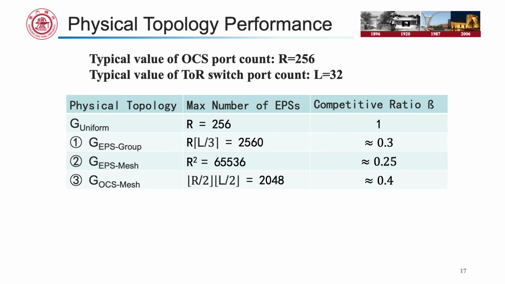In the end, let me summarize the performance results for all the physical topologies we studied in this paper. The uniform bipartite topology is optimal, but it can only support hundreds of TOR switches. The EPS group and the OCS mesh topology could support thousands of TOR switches, but their compatibility ratios reduce to 0.3 to 0.4. The EPS mesh topology could support tens of thousands of TOR switches, while its compatibility ratio is the smallest.